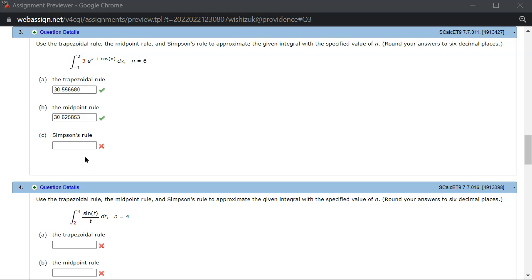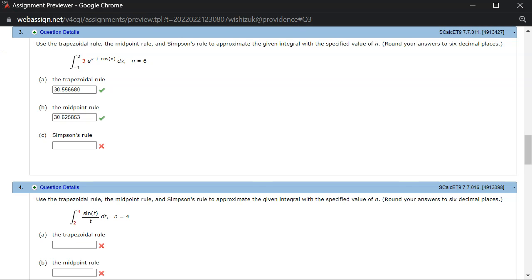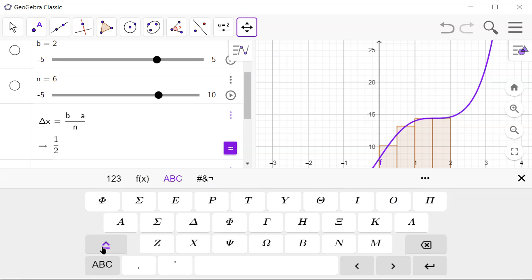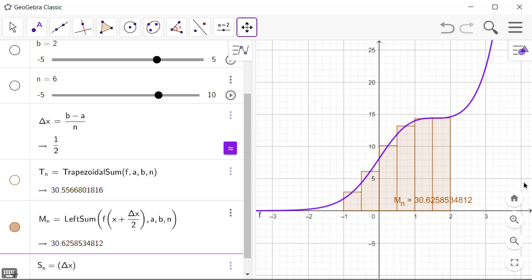Let's do Simpson's rule. GeoGebra does not have a function for Simpson's rule, so we kind of have to do it semi-manually. Remember S sub n, this is for Simpson's rule. First, we're going to put delta x over 3.